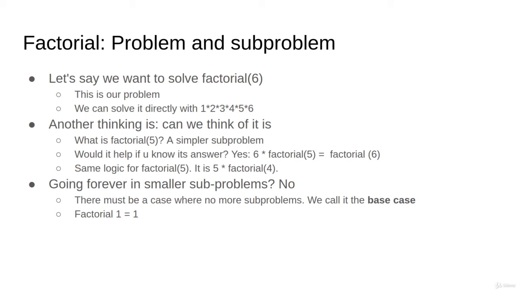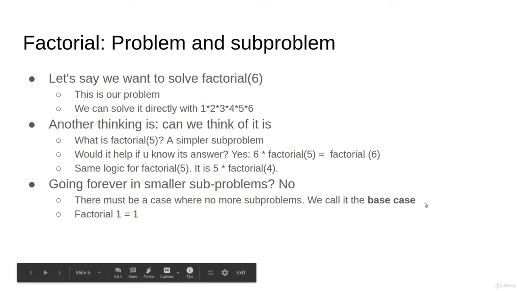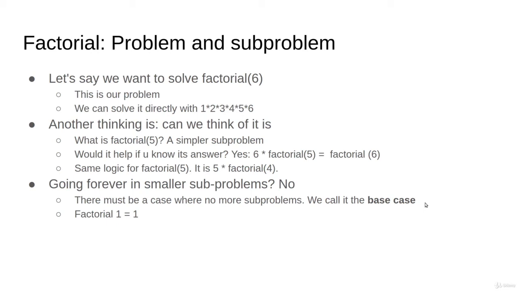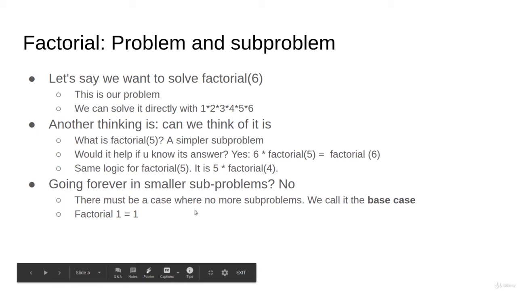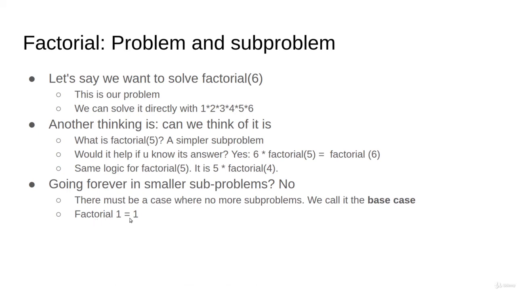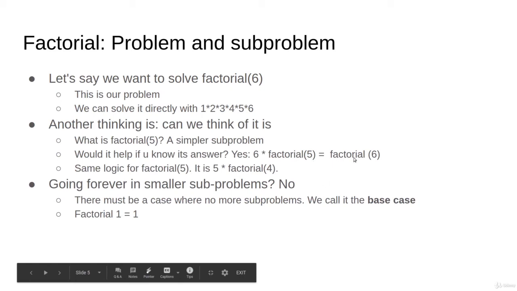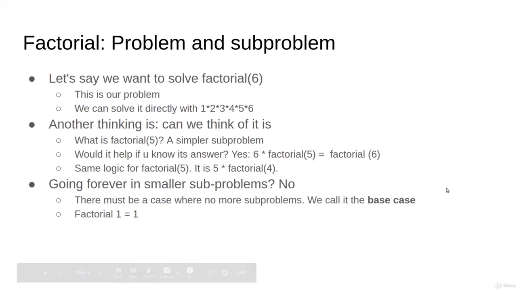But there is one interesting question here. Are we going to go on forever? Like factorial 6 needs factorial 5, factorial 5 needs factorial 4, which needs factorial 3. Are we going forever? No. We stop at something we call the base case. The base case is something at the very end of this sequence that we already know the answer for, so there is no need to keep going down this track. And when you think about something like factorial 0 or factorial 1, we know that the answer already is 1. So factorial 1 or factorial 0 doesn't need to keep going down to a smaller and smaller sub-problem.